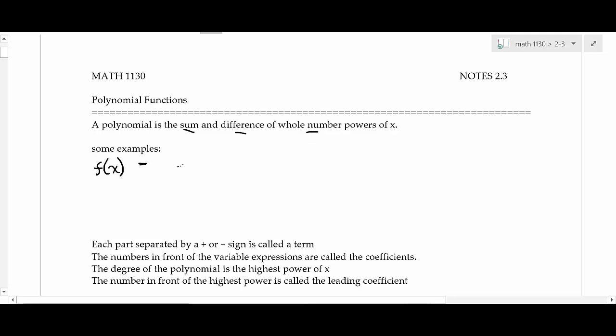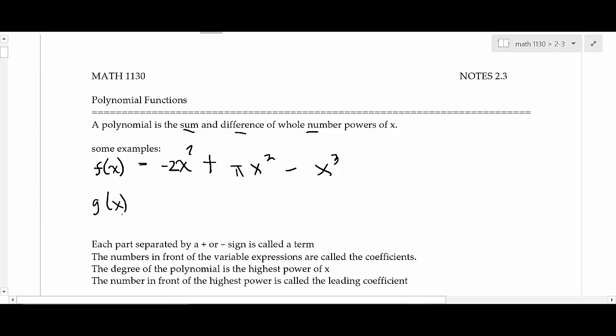What you do to make a polynomial, just throw 2 or 3 x's there, put whole numbers on the exponents like that. You can put anything that you want in front as long as it's a real number, and then you just separate things with plus and minus, okay? And that's what a polynomial function is. The key thing is you must always have whole number powers like that.